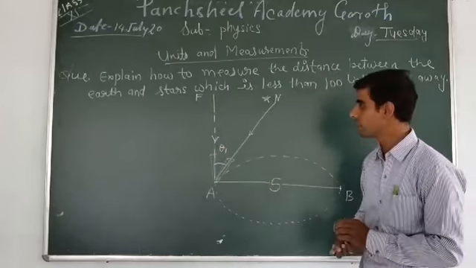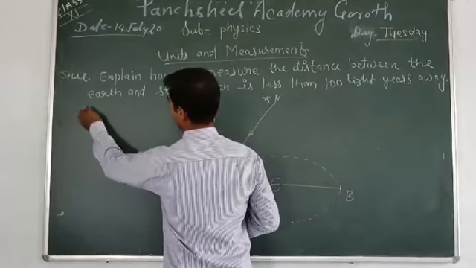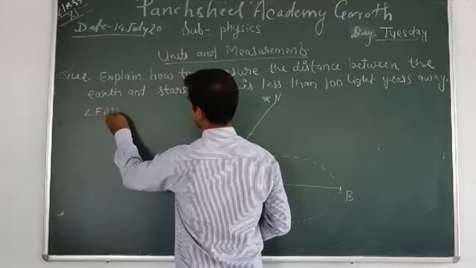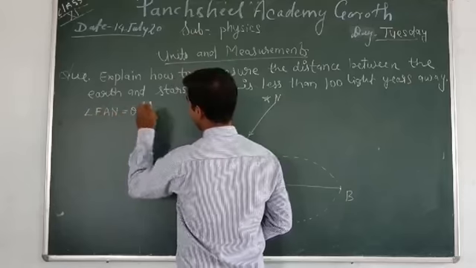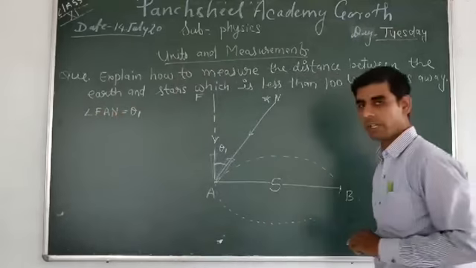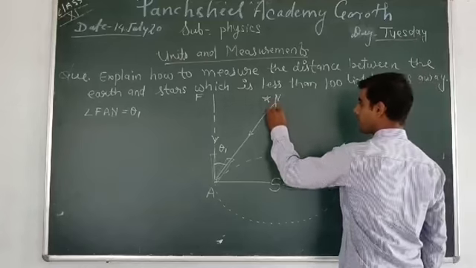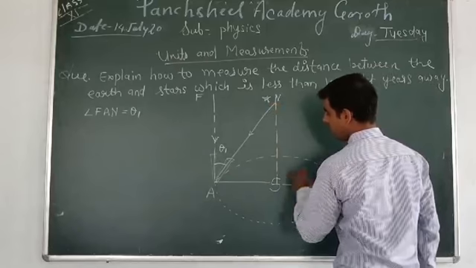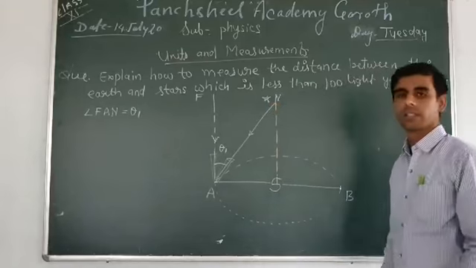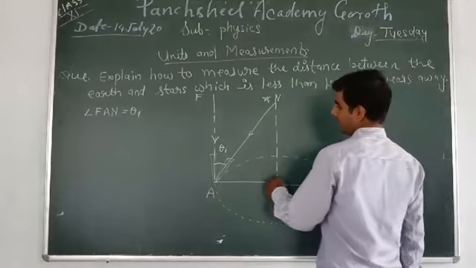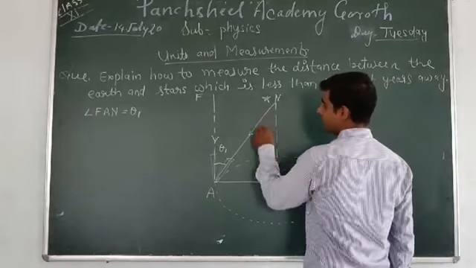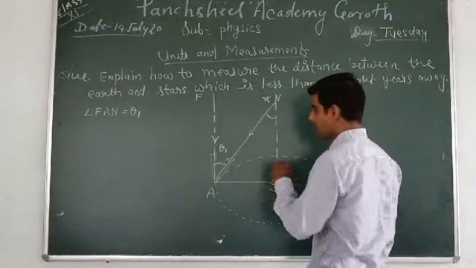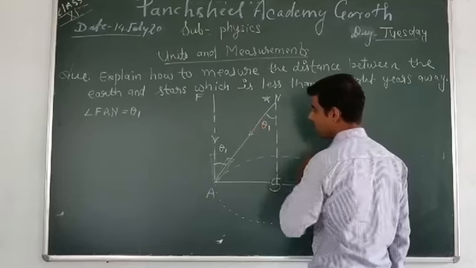Theta 1 means I write here angle FAN. If I join this, this, then if this angle is theta, then what is the value of this angle? This angle is also theta 1.